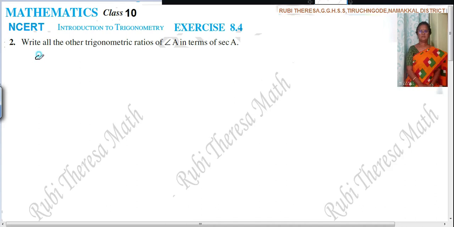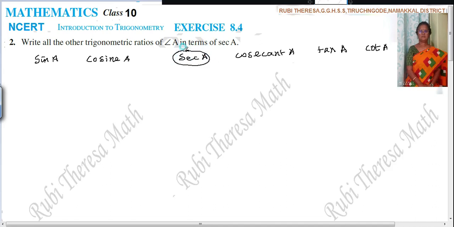That is what? Sine A, cosecant A. Cosine A. Next, secant A, cosecant A. Next one is tangent, tan A, cotangent, that is cot A. Understand? So they have asked in terms of secant A.